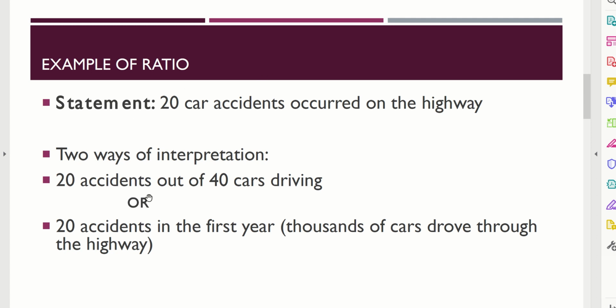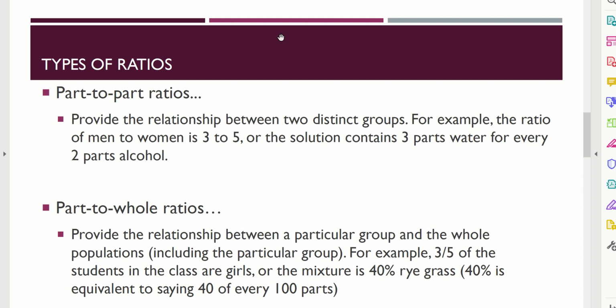So ratios tell you a comparison between two things, and here the two things would be number of cars versus number of accidents. Now, when we talk about ratios, there's two ways of thinking about it, right? There's the part-to-part ratios, and there's the part-to-whole ratio. I'll go more into this when I give examples, but I'm just going to give you the concrete definitions for now. Part-to-part ratios give you the relationship between two distinct groups. For example, the ratio of men to women in a classroom is, let's say, 3 to 2. Here, one part of the group is men and the other part is women.